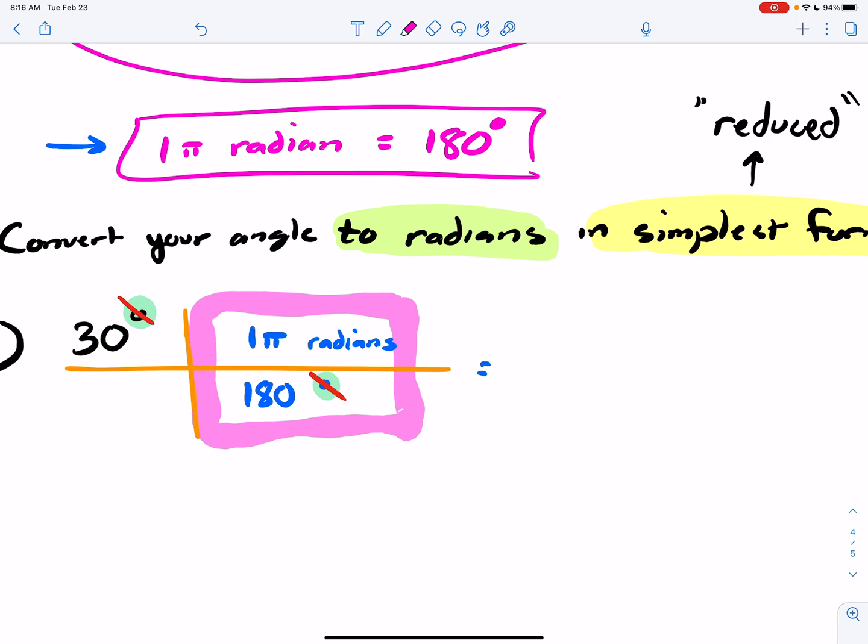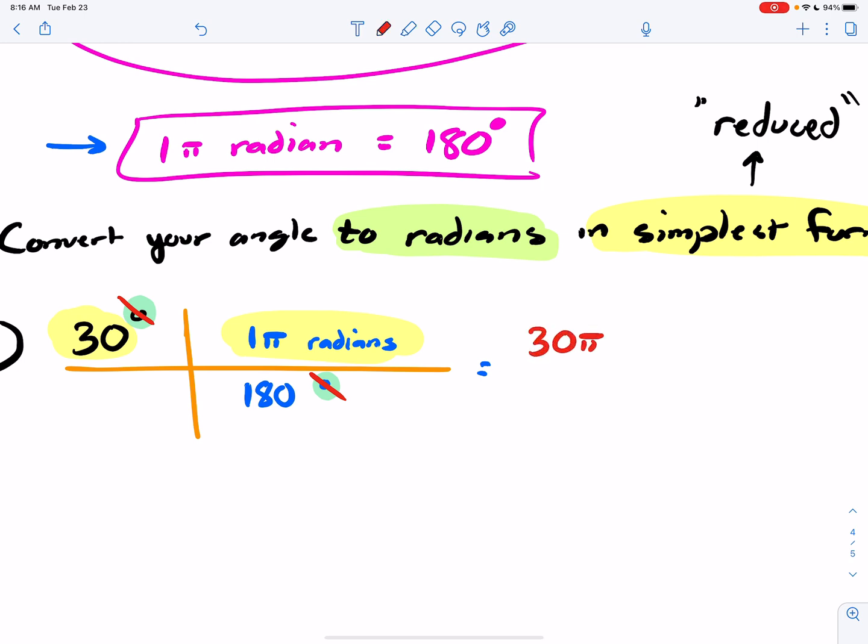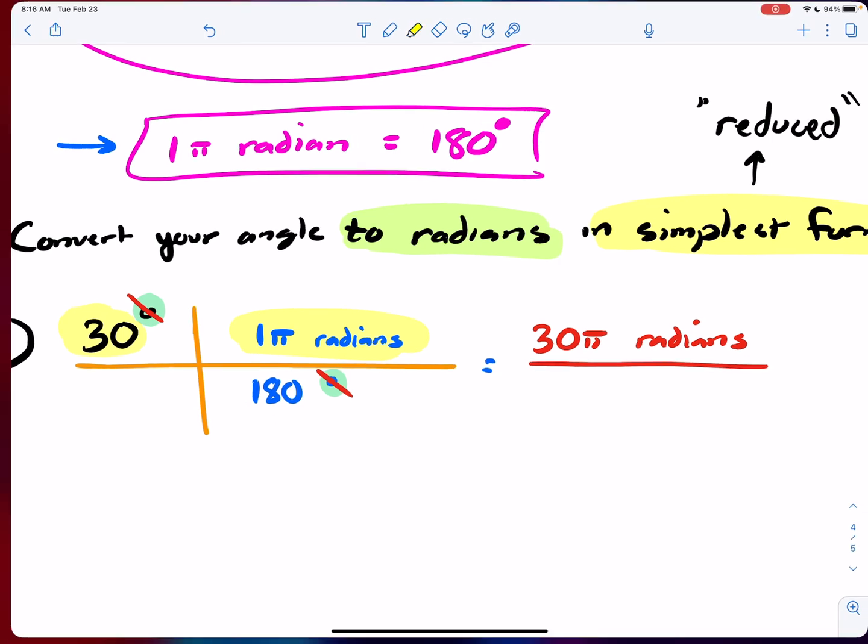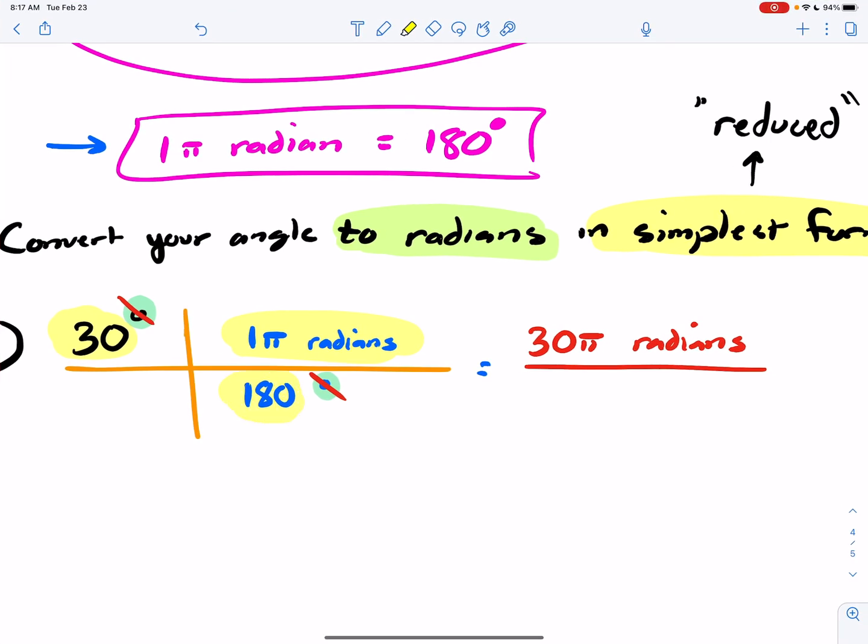And all we're left with is everything that's not crossed out. So we'll work from left to right here. Here we go. Let me get rid of the pink highlight so you guys aren't confused. We have 30 times 1 pi radians, so that comes out to 30 pi radians. Down below, the only thing I have here is 180. The degrees is no longer there because it canceled out, so I just have 180.